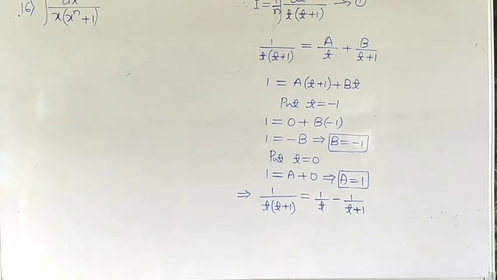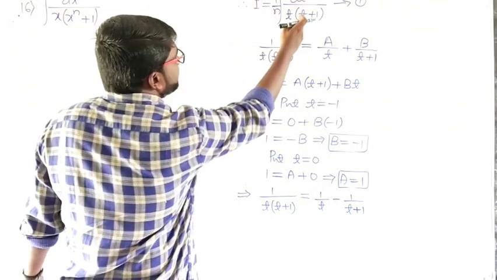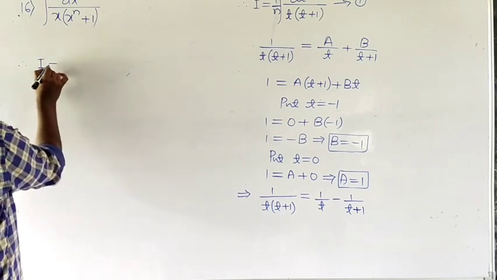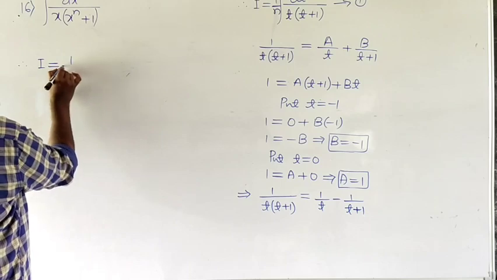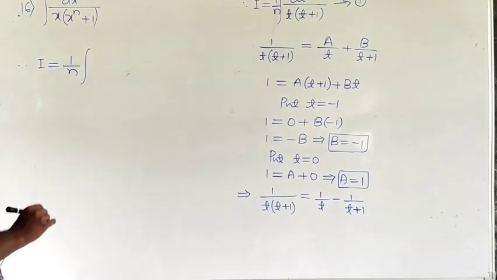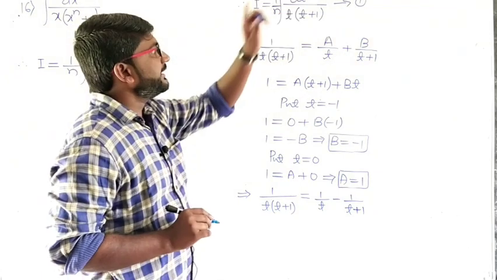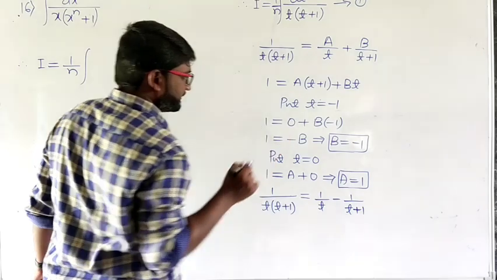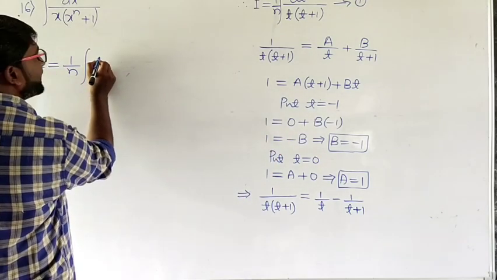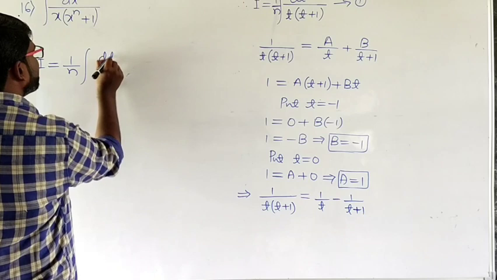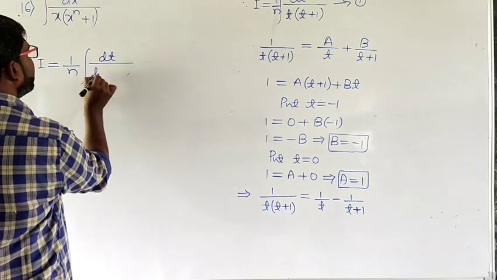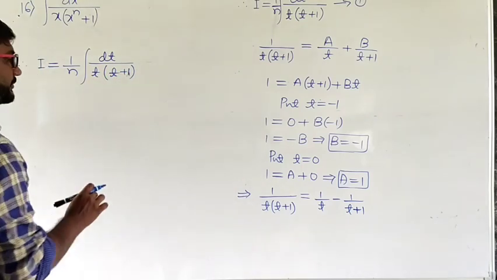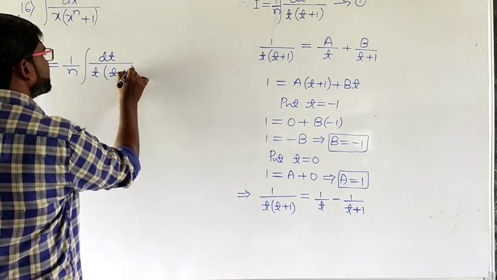See here. So now I consider this one. Therefore, I which is equals to 1 by n integral. So see here, dt I write it as it is, and then 1 by t into t plus 1 can be written as this one. So, or else we'll write one more step, dt by t into t plus 1. We were at this step.